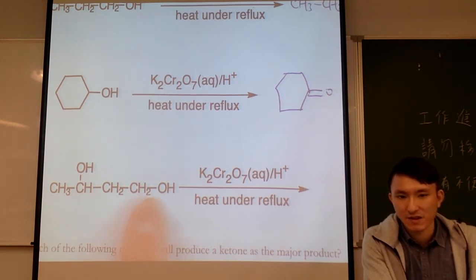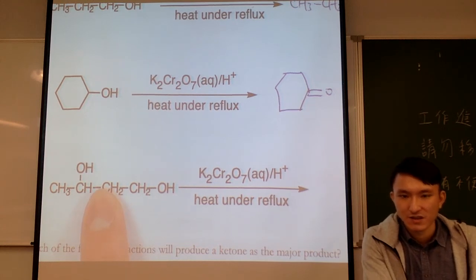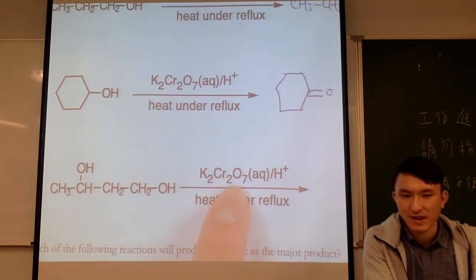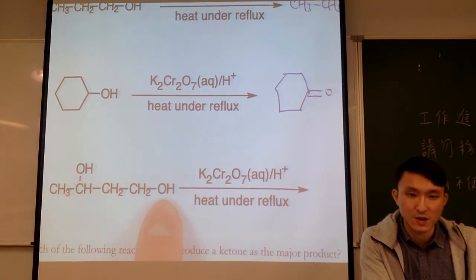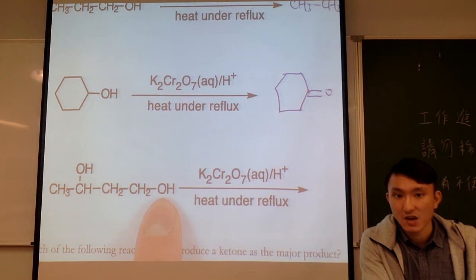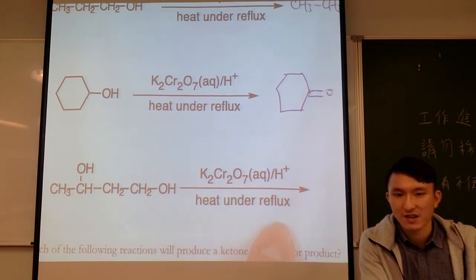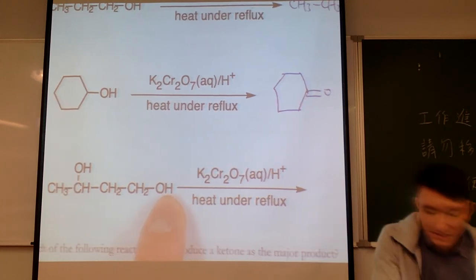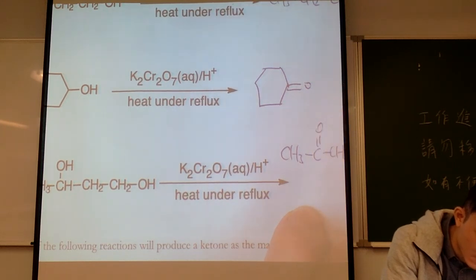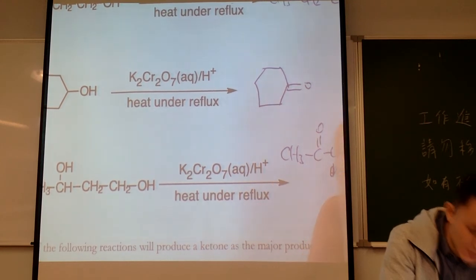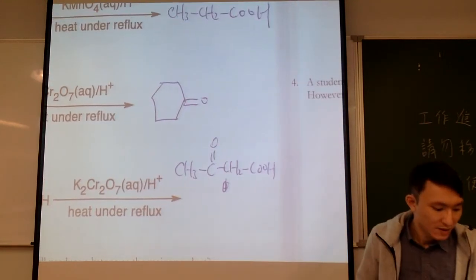And lastly, we have two hydroxyl groups. One is a primary alcohol, another one is a secondary alcohol. In this case, with dichromate, this one will be oxidized into a ketone, and this one could be oxidized to aldehyde or carboxylic acid. But if it is heated under reflux, it will probably form carboxylic acid. So the better answer would be this one, CH2COOH.